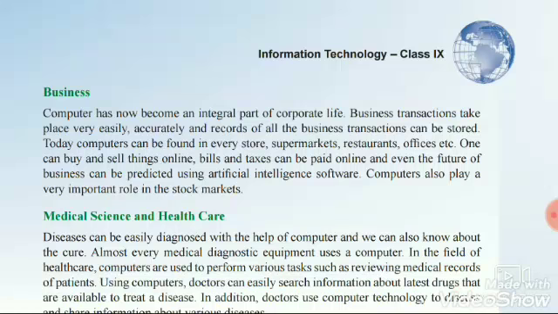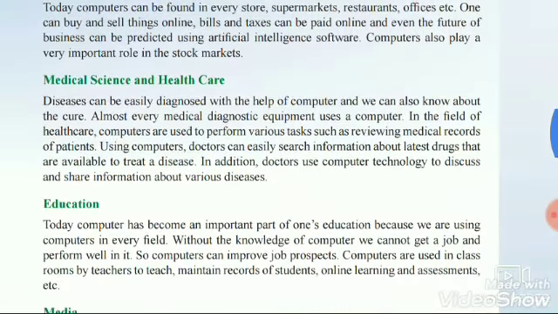In the field of healthcare, computers are used to perform various tasks such as reviewing medical records of patients. Using computers, doctors can easily search information about latest drugs that are available to treat a disease. In addition, doctors use computer technology to discuss and share information about various diseases.